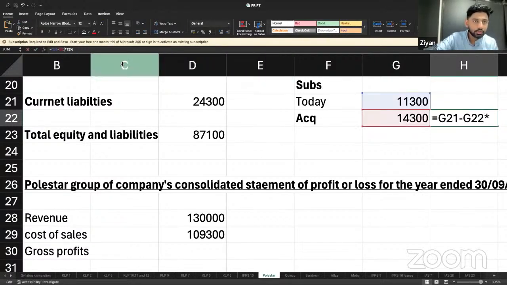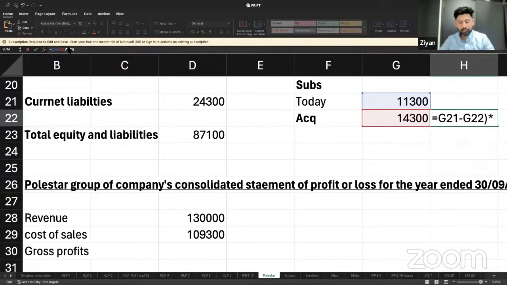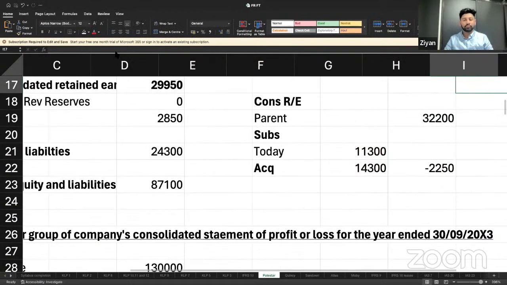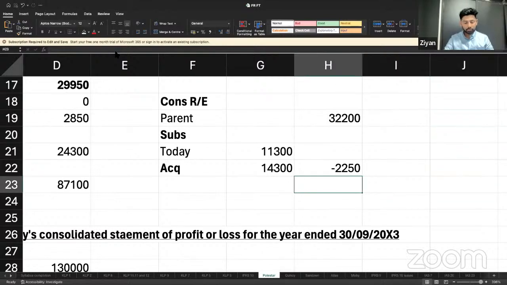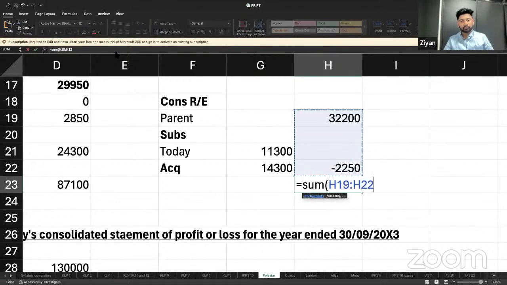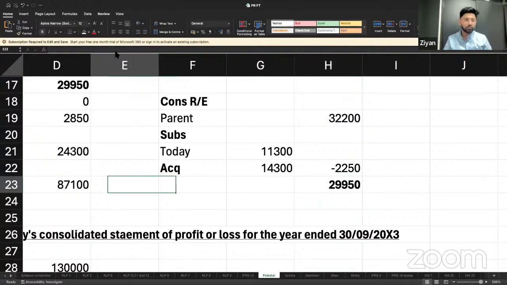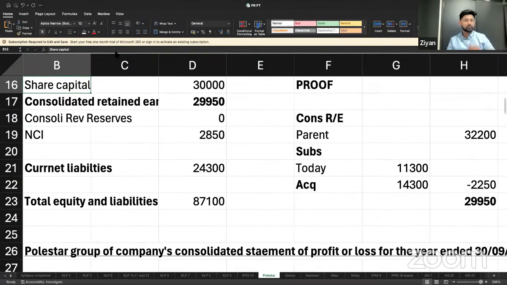So let's get our thing right. Brackets in 2,250. So equals sum 29,950. 29,950 balances. Are we clear? Are we clear?